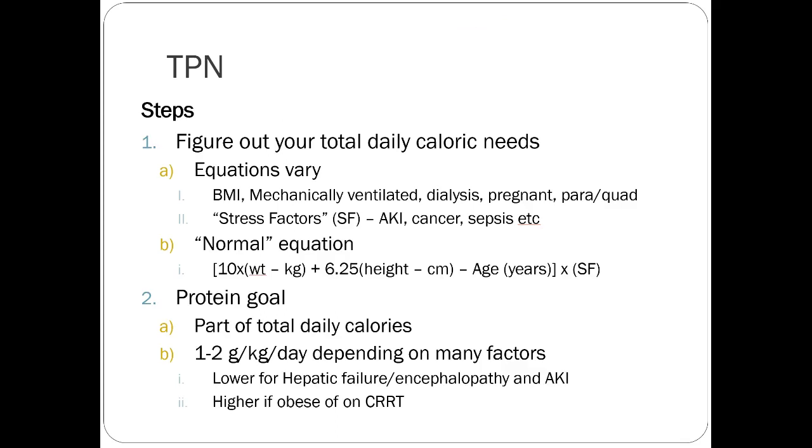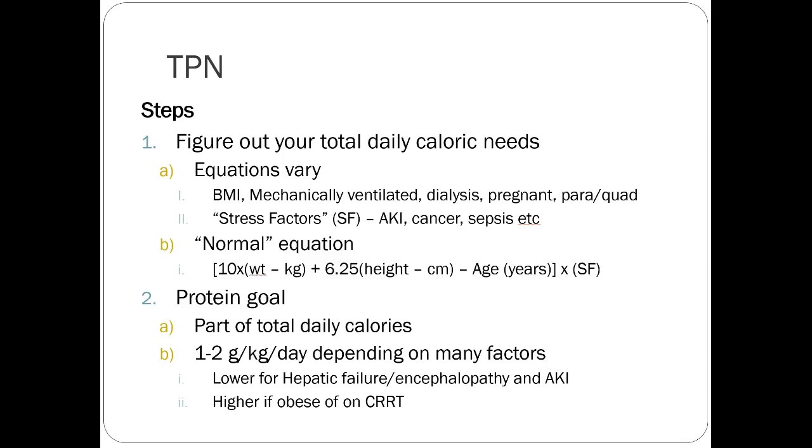Okay, so I don't want you to know how to do this, but just in case you come across TPNs in your career, you might be curious how they even think about that. Well, there are a lot of different equations out there, but basically you're calculating your patient's daily caloric needs. You're looking at things like BMI, whether they're mechanically ventilated or not, dialysis, pregnant, whether they're para or quadriplegic can make a difference as well. Those patients might just have lower muscle mass overall, which is why that can change things. Stress factors, acute kidney injury, cancer, and sepsis might increase the amount of calories you give.